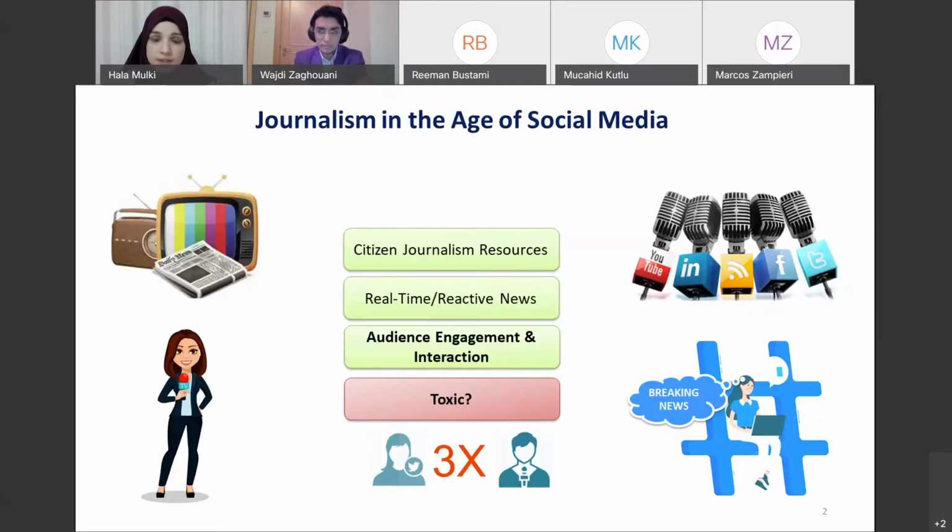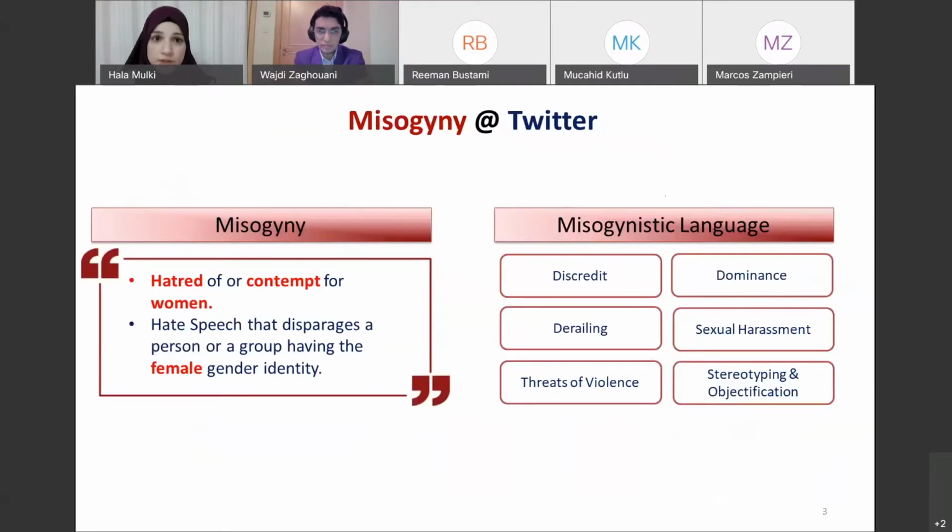Actually, such toxicity is referred to as misogyny. Misogyny, formally speaking, is about showing hatred of or contempt for women. It's, of course, a type of hate speech that disparages a person or a group having the female gender identity. The misogynistic language, on the other side, can be expressed using 6 expression styles or forms. We will talk about them later. In all of these forms, gender inequality, mistreatment of women, and women underestimation are unfortunately enforced and justified.